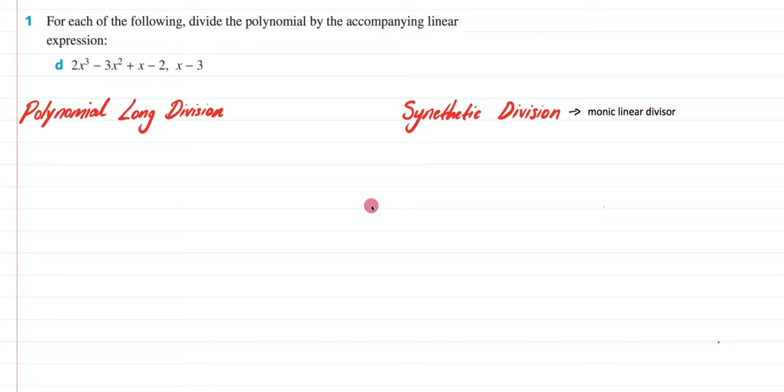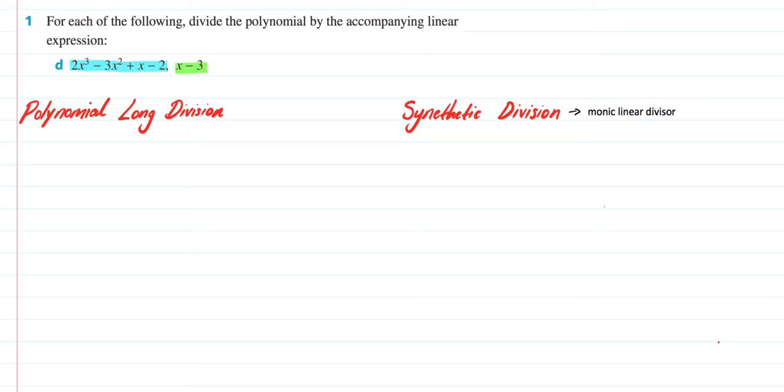We are working through exercise 6b, and in this video I'll be answering question 1d. So let's give it a read. It says, for each of the following, divide the polynomial by the accompanying linear expression. So here are our two polynomials. This is my dividend, and this one right here is my divisor.